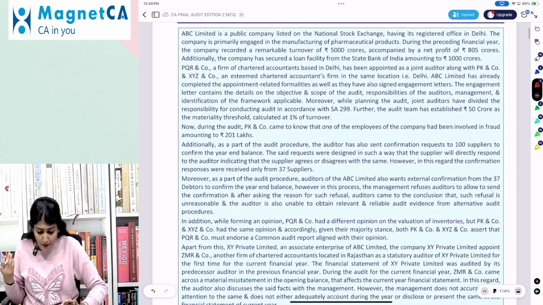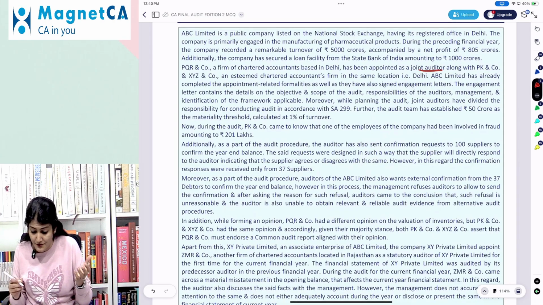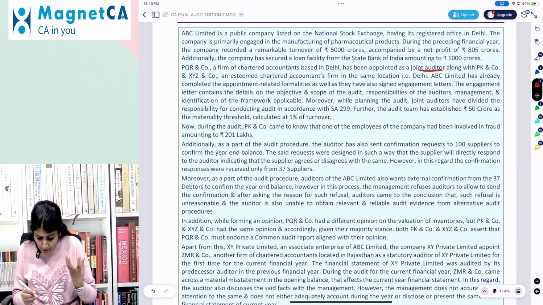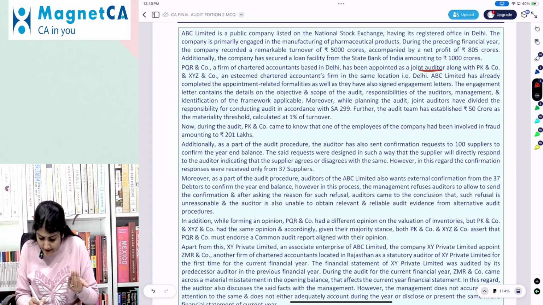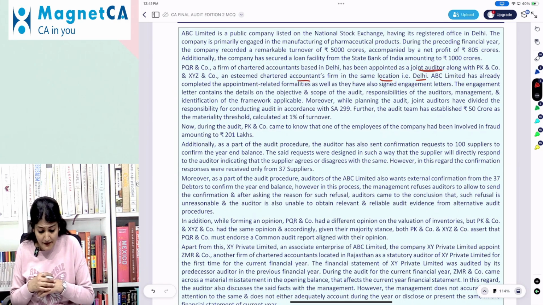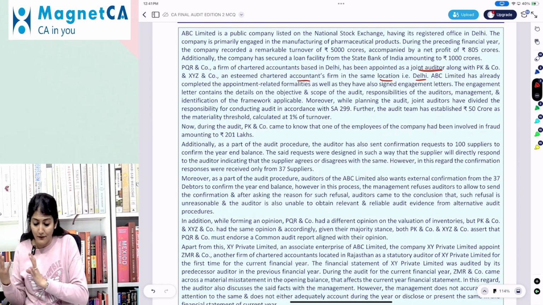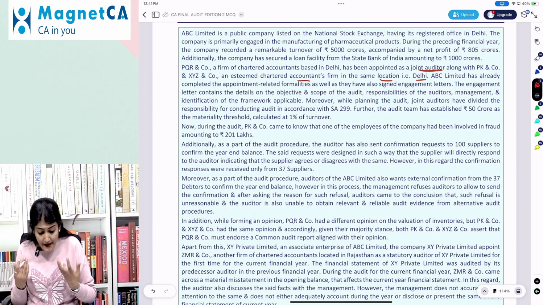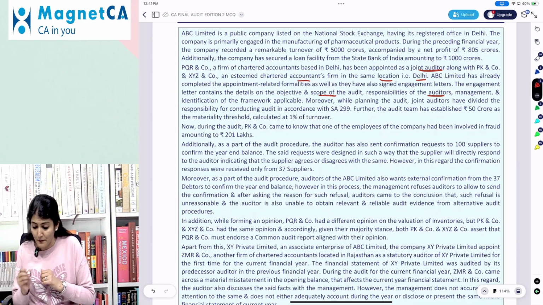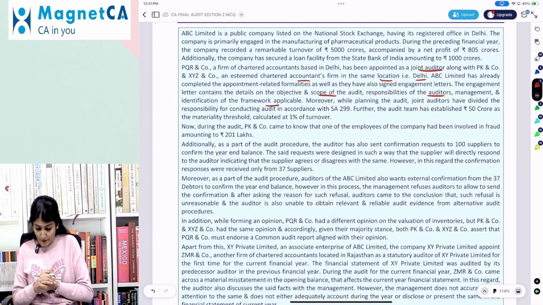PQR and Company, a firm of CA based in Delhi, has been appointed as a joint auditor along with PK and Company, a firm of CS, and XYZ, a CA firm in the same location, that is Delhi. ABC Limited has already completed the appointment related formalities, and they have also signed the engagement letters. The engagement letter contains the details on the objective and scope of the audit, responsibilities of the auditor and management, and the identification of the framework.